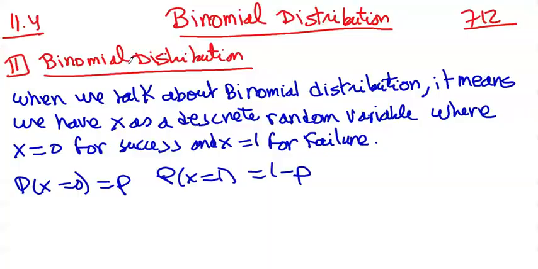So now we are in lesson 11.4, it's binomial distribution. When we talk, guys, about binomial distribution, it means we have x as a discrete random variable, where x equals 1 for success and x equals 0 for failure. So I have either a success or a failure. If the probability of the success is equal to p, the probability of the failure is going to be 1 minus p, because they are complementary.